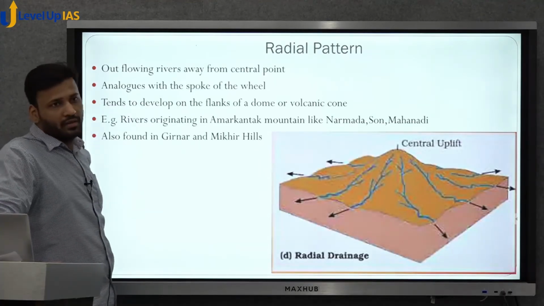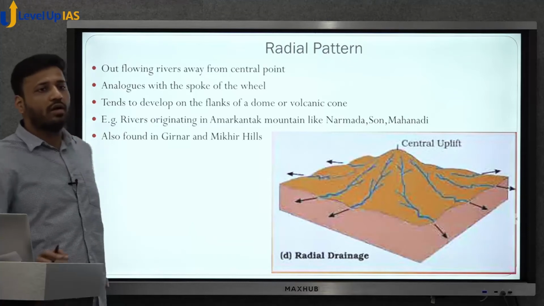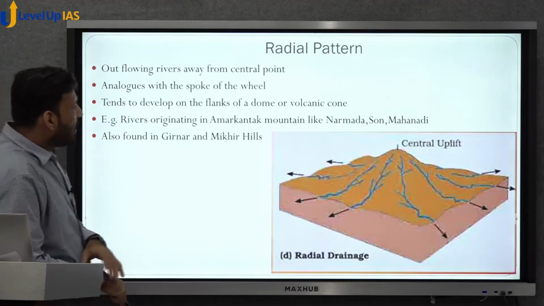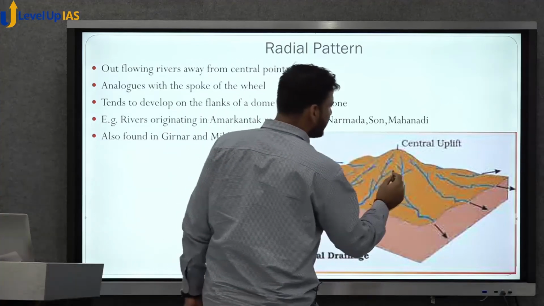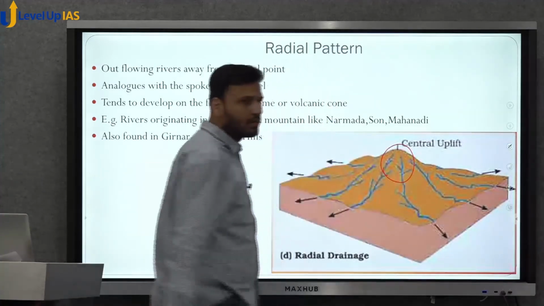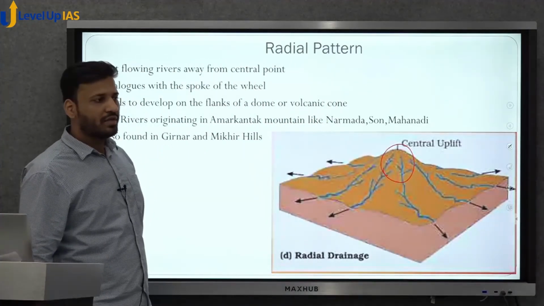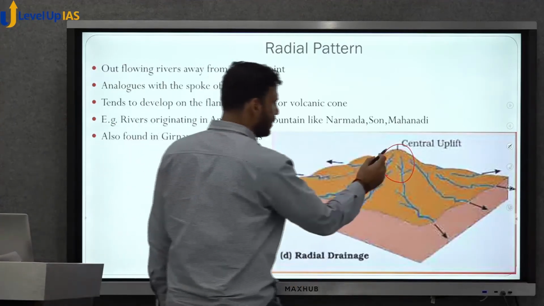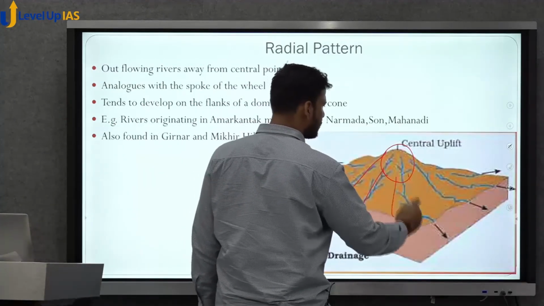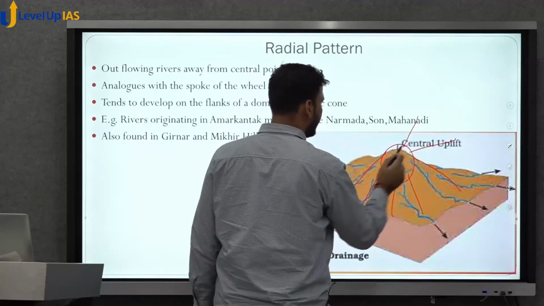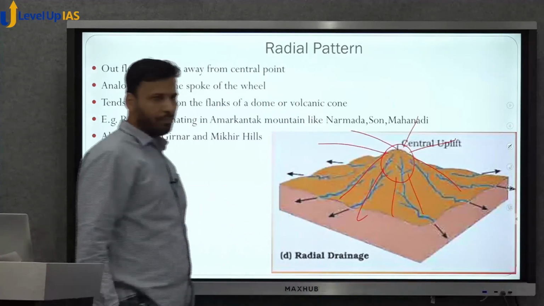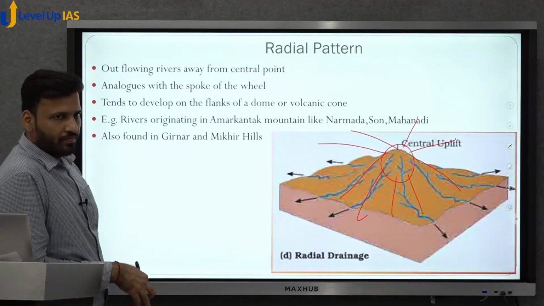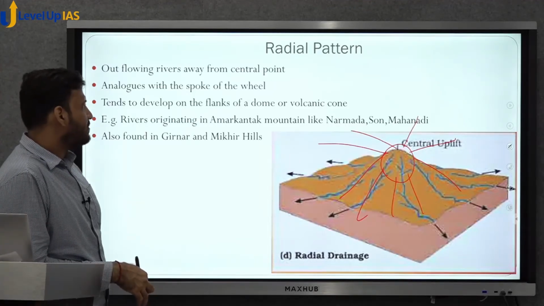Then the radial drainage pattern, also called a hub and spoke drainage pattern. So here, what happens? There is a central dome of a mountain, and rivers originate from all sides of the peaks or domes of these mountains. Okay, they will emerge from all the sides. So it is looking like a spoke of a cycle, or radial. So this is called radial type of drainage pattern.